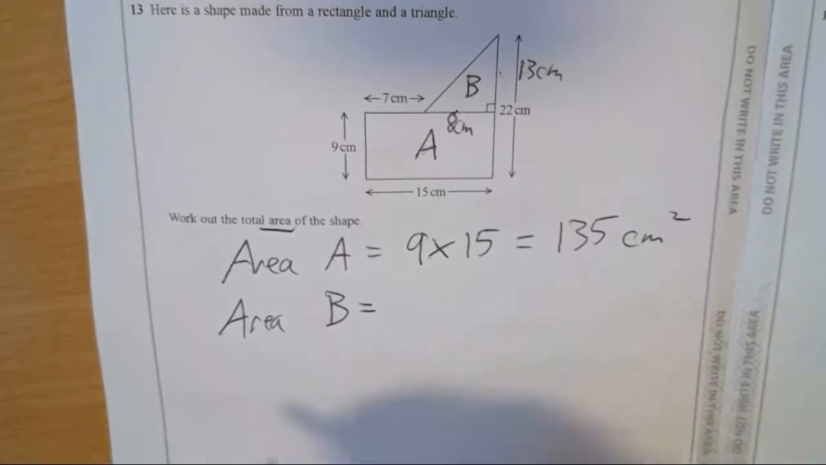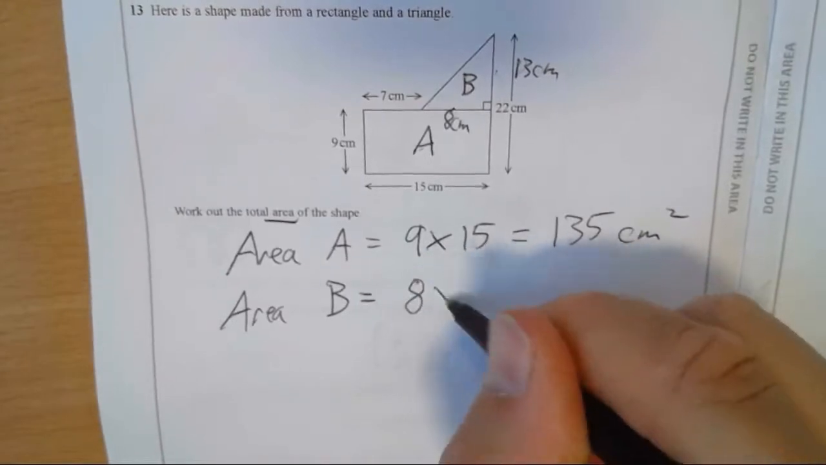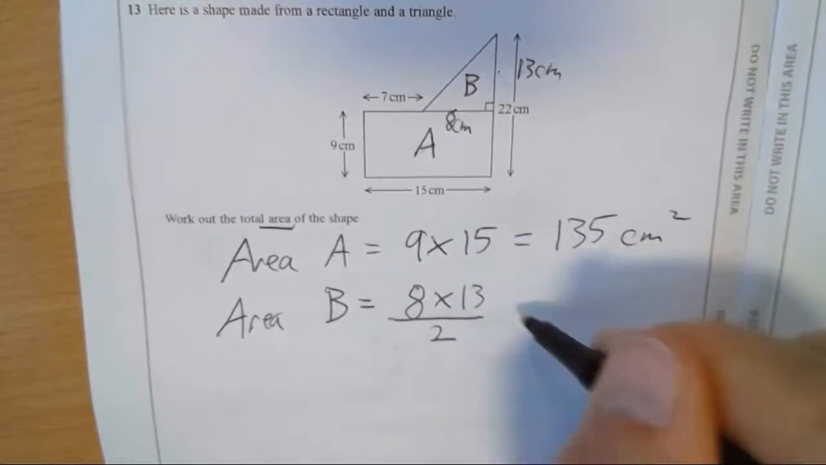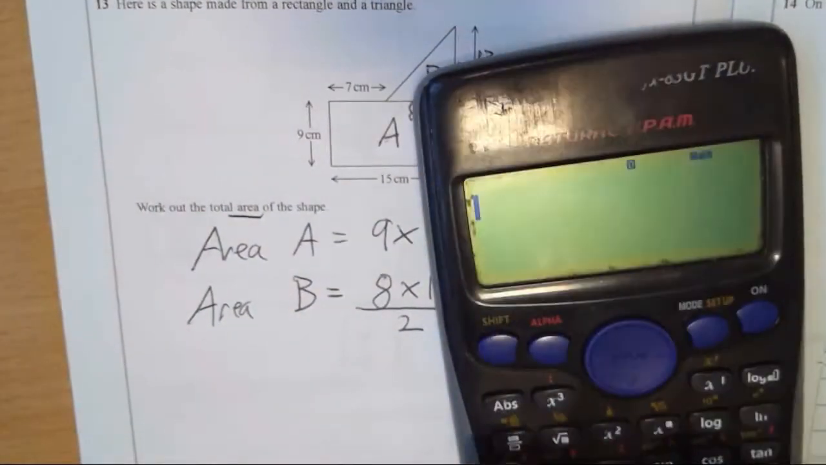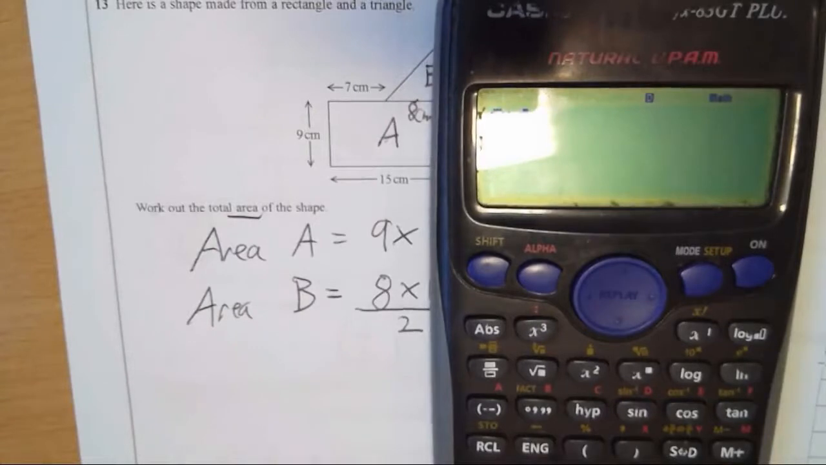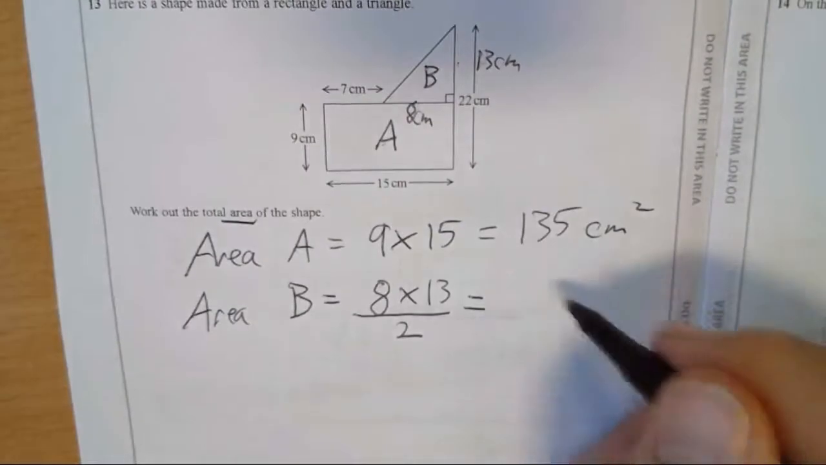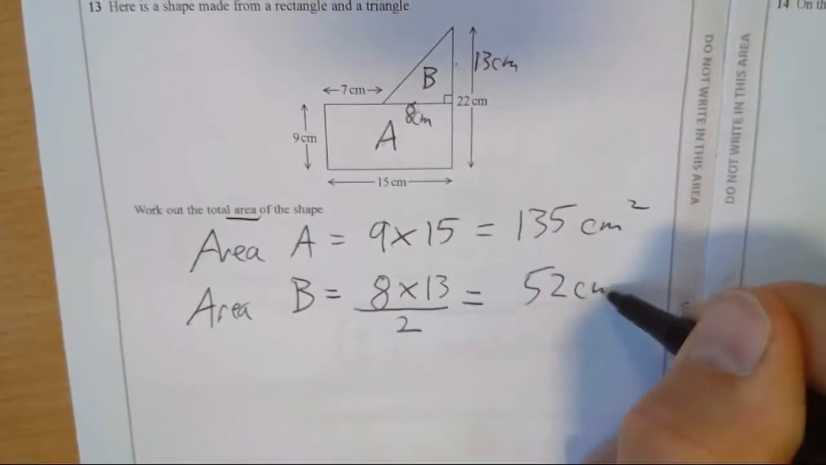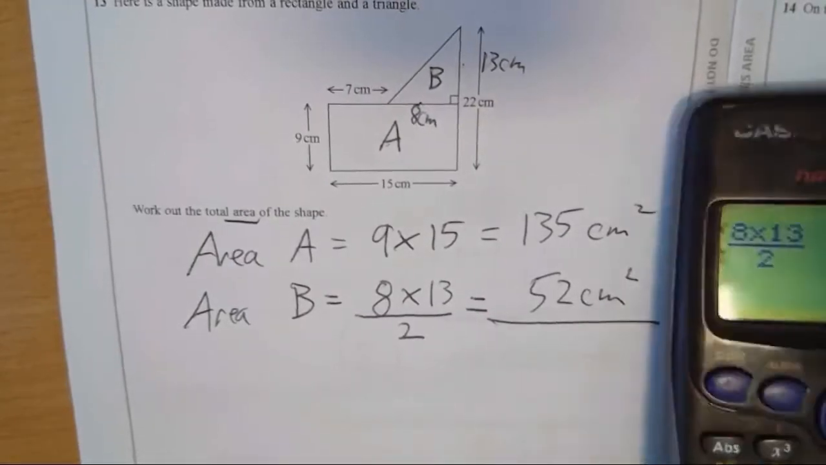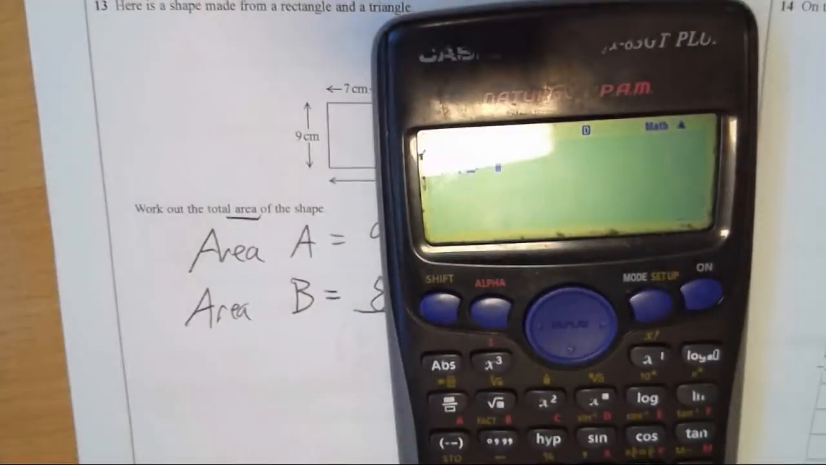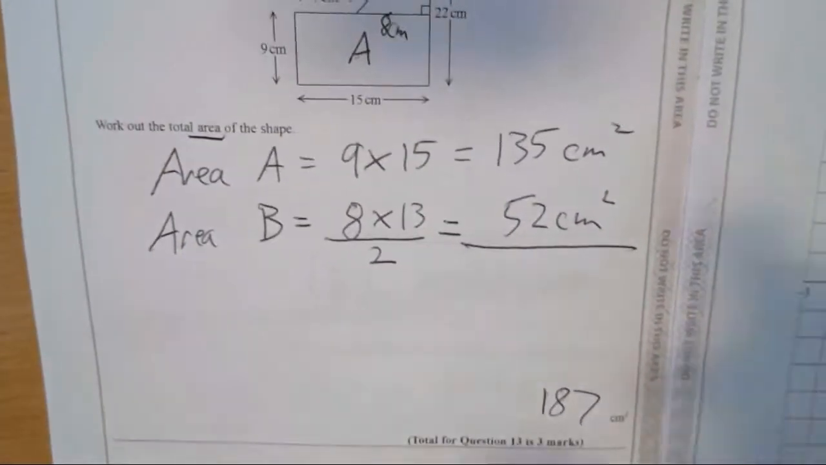So my area of a triangle is base times height divided by 2. So 8 times 13 divided by 2, which is going to be, I mean, you can do that on your calculator if you want. It is a calculator paper, so you may as well. 8 times 13 divided by 2, which is 52 centimeters squared. And then we just need to add those two up to get total area. So 52 plus 135 is 187 centimeters squared.